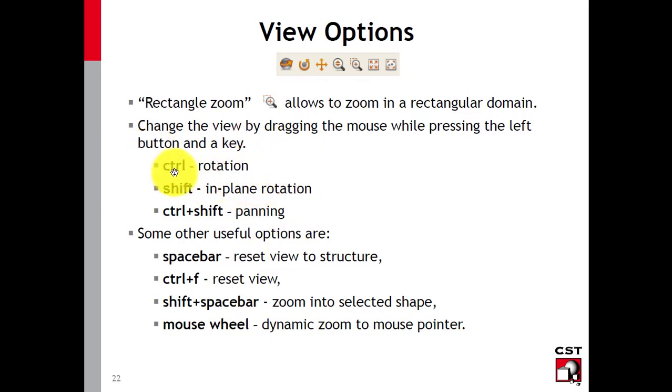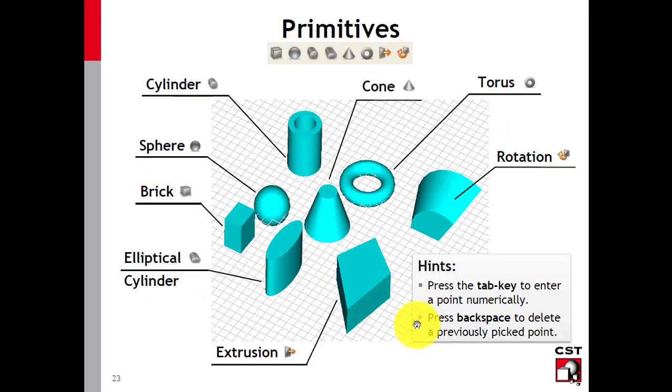Like rotation, you press Control. In-plane rotation, you press Shift. Control Shift, you pan the screen or the window. You can press Space Bar to reset view to structure. Control F to reset view. Shift plus Space Bar at the same time to zoom into the selected shape. And mouse wheel for dynamic zoom to the mouse pointer.